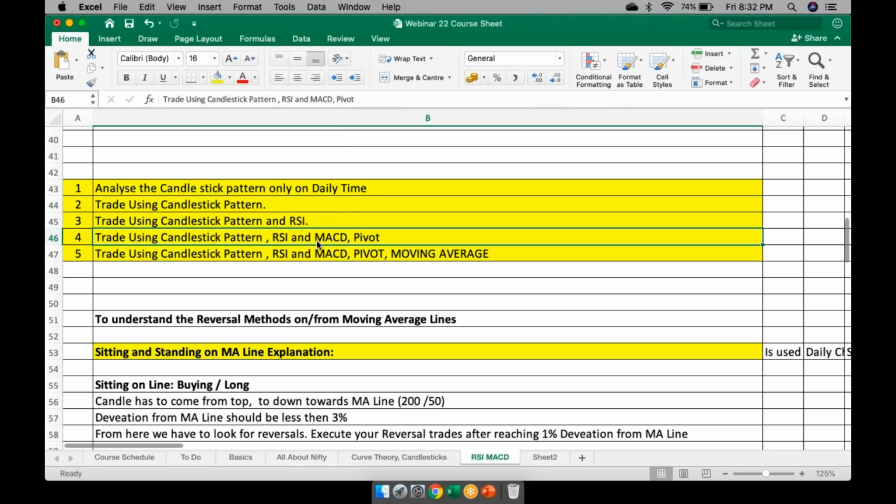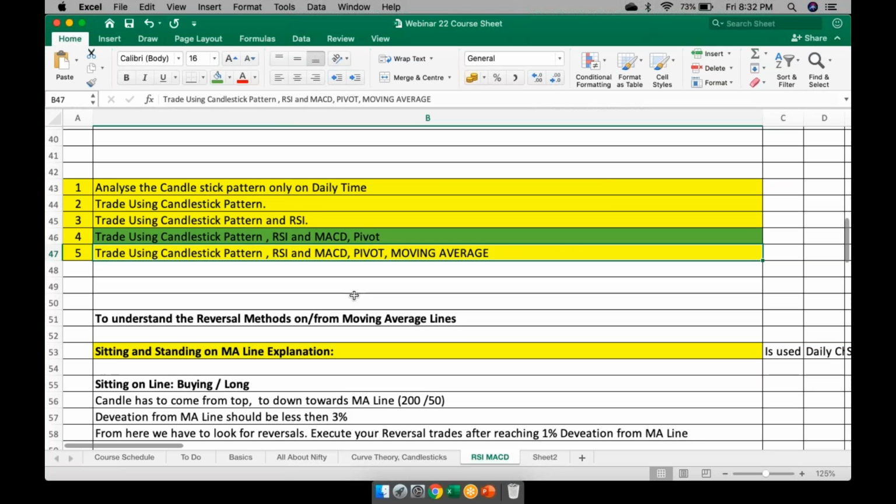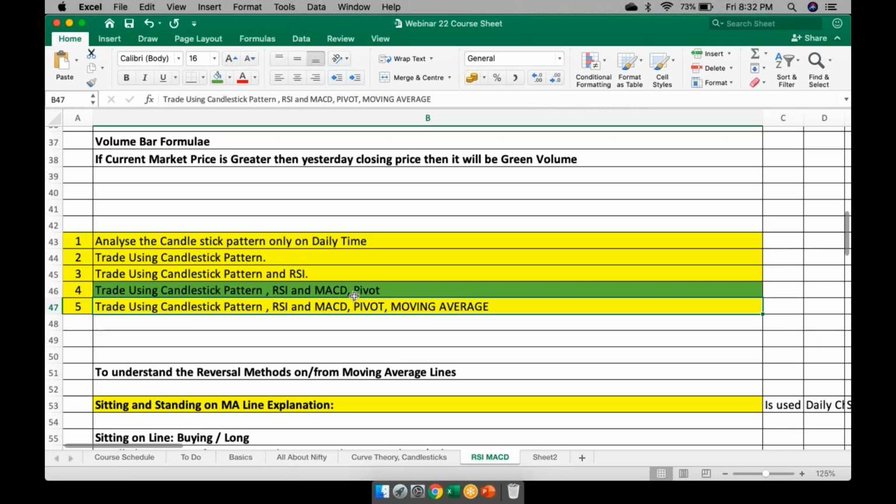When you see a candlestick pattern, check whether RSI is supporting, check whether moving average is supporting. We have to see all those things. Compiling we will see later.